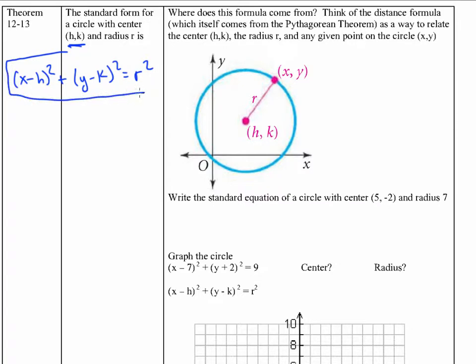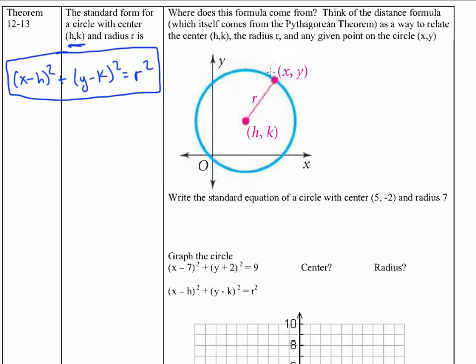So you can go ahead and write that down. X minus h squared plus y minus k squared equals r squared. So there's a plus in between. That's a plus. There are minuses here. You've got squared equals r squared. Where does that come from?